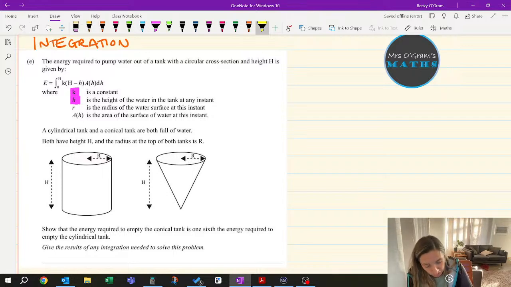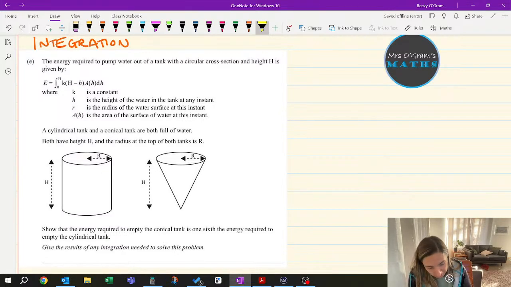Now, a small r is the radius of the water surface at that point in time. So in your cylinder, that doesn't change. As the height goes down, your radius will stay the same across it. But on the cone, it does. So as the height goes down on the cone, then your radius gets smaller and smaller and smaller. So we will need to consider that when we get to that point. And A is something that varies with the h, because the little height changes. As it drops down on the cone, it will change the area that circle is on the surface of the water. On the cylinder, it doesn't change. So there's more that stays the same on the cylinder.